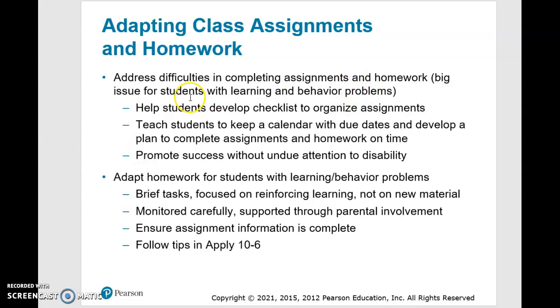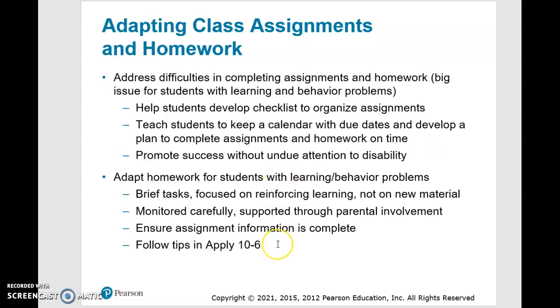So you want to think about maybe having students develop a checklist to organize assignments. And this is just kind of generic, not specific to any one content area. Teach students to keep a calendar with due dates. You all probably keep a calendar. I have a calendar. Thinking about developing a plan to complete assignments and homework on time, and then promote success without undue attention to their disability. So when they submit something, great job, instead of, oh, well, I know you have a learning disability and this is hard for you, but no, we're not going to do that, right? We're going to promote their success.